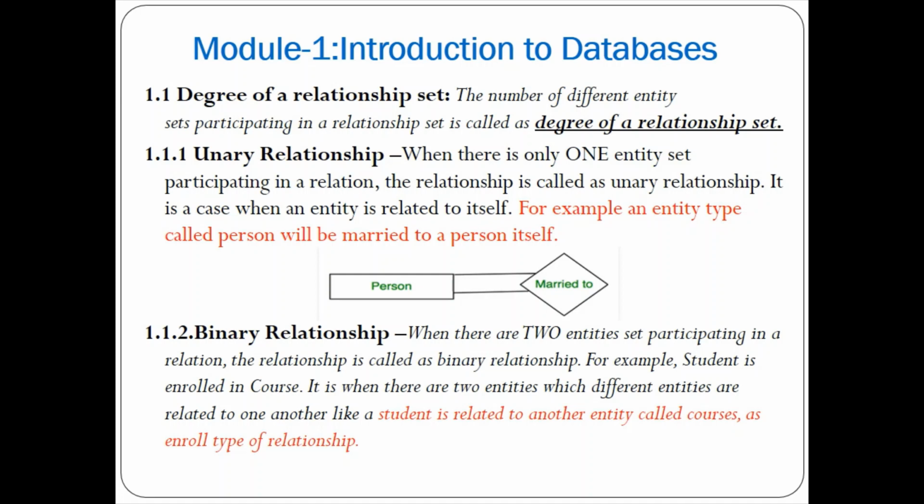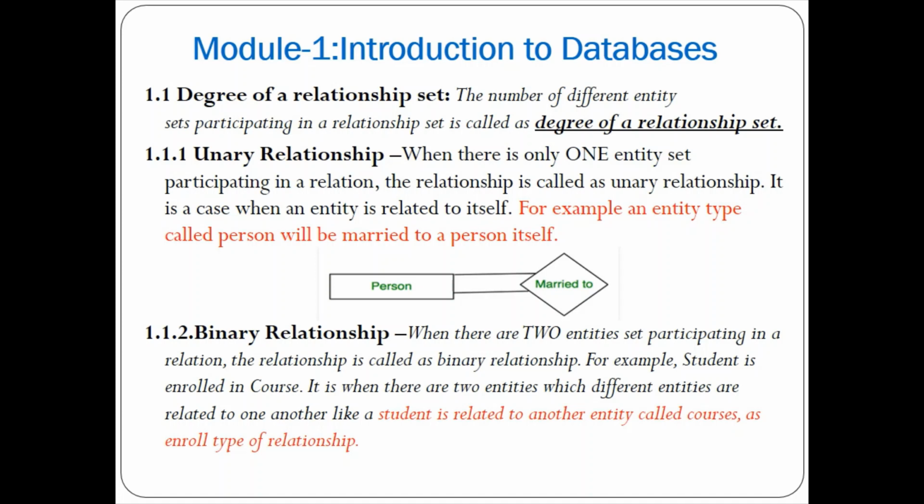And what does the binary relationship say? A binary relationship is when there are two entities participating in a relation. Then such a relationship is called a binary relationship. For example, a student is enrolled in a course. Here student and course are the two different entities and enrolled is the relationship type. It is when two different entities are related to one another, like a student is related to another entity called course by an enrolled type of relationship.